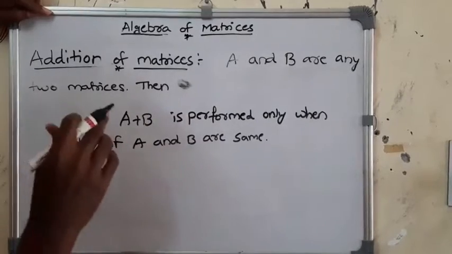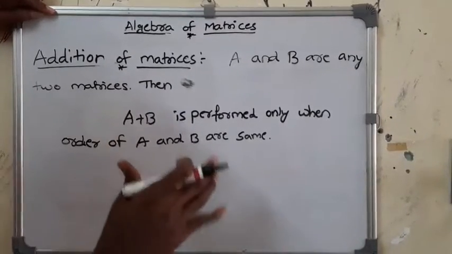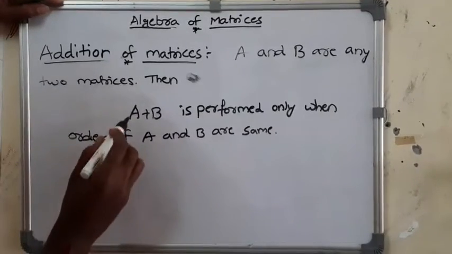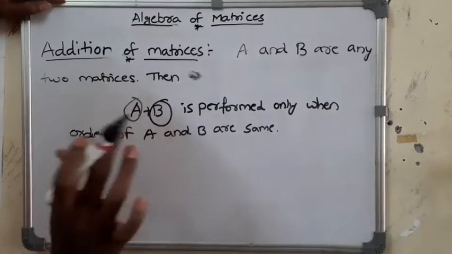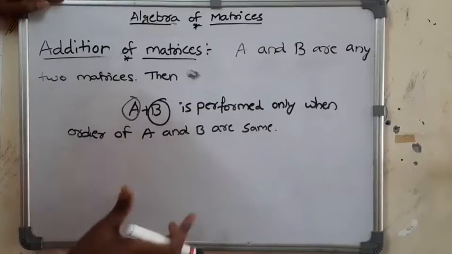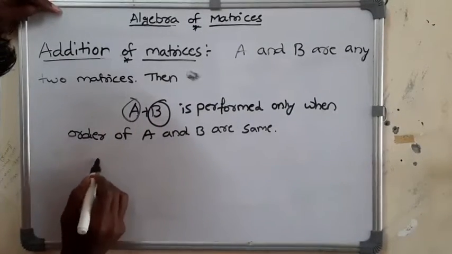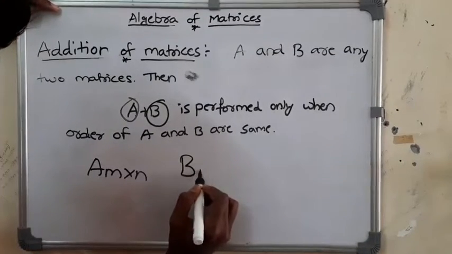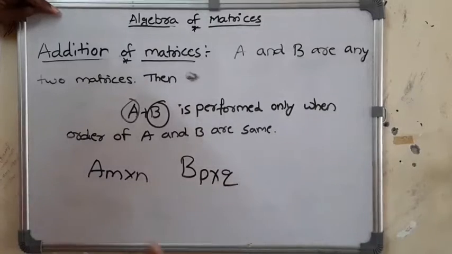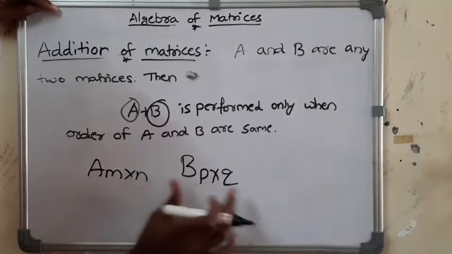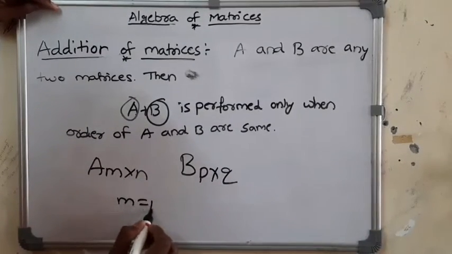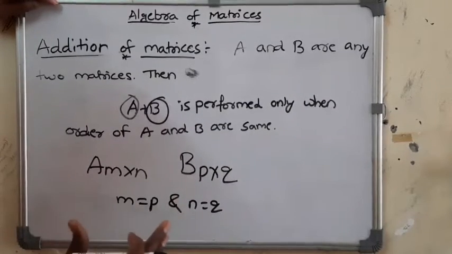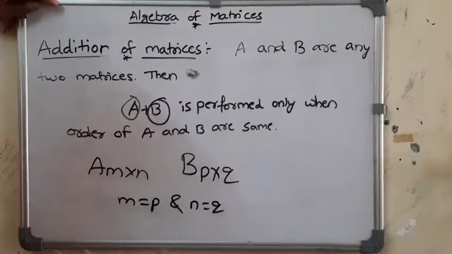It means if we have to perform the addition operation on any two matrices A and B, then it must satisfy one condition, that is, the order of A and the order of B must be the same. Otherwise we cannot perform the addition operation. For example, if A is an m by n matrix and B is a p by q matrix, and we want to perform addition between A and B, then it must satisfy that m equals p and n equals q. Otherwise the addition operation cannot be performed on these A and B matrices.